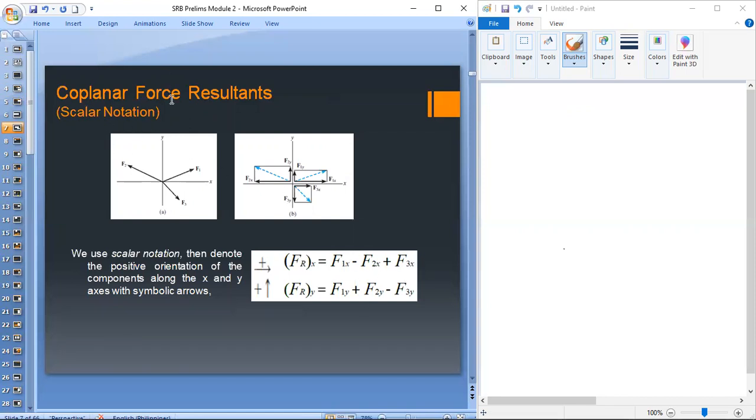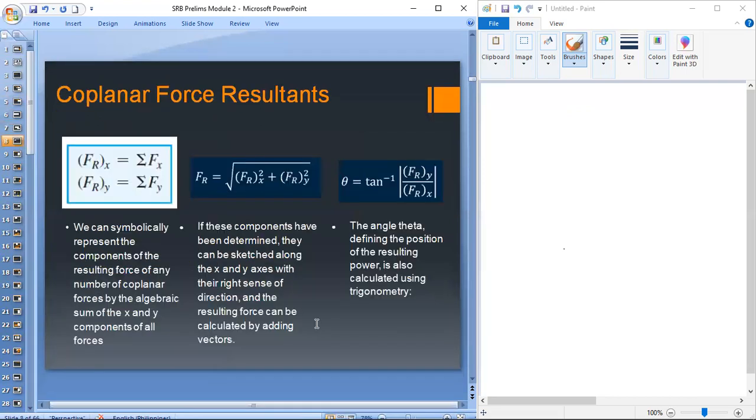Kasi diba dun sa Cartesian vector notation, meron kang i and j. So, dito naman, normal magnitude lang ng force mo. Okay? Kung alam niyo naman kung bakit negative. Kasi nga, kunyari, yung x2 mo nasa left, no x. And then, sa dito naman, y pababa yung F3, so negative siya. So, yun lang.